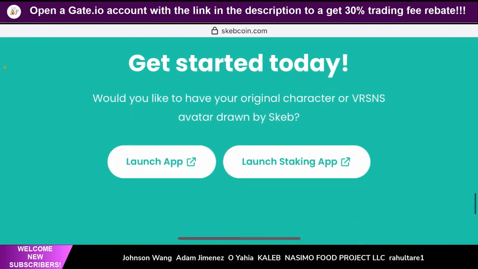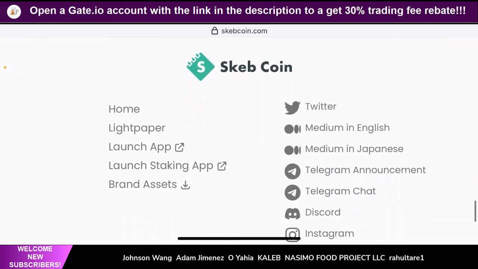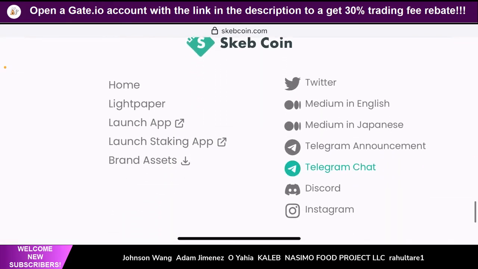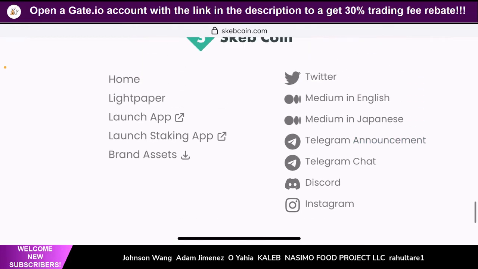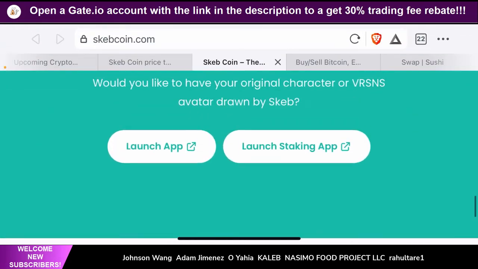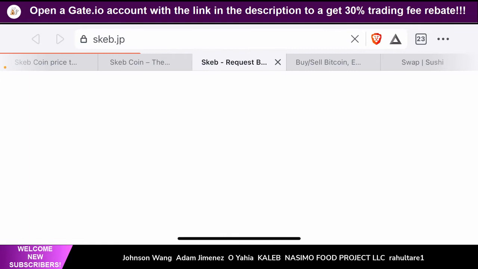So get started today. You can access the launch app page in order to launch the app itself and see the staking platform in the different app. We'll go through this in a few seconds, but if you scroll further below, they have other information along with the social media information, which helps you to become a part of their community, right? So let's click their app quickly so that I can show you guys how it looks.